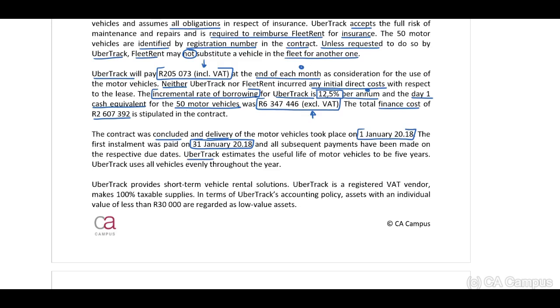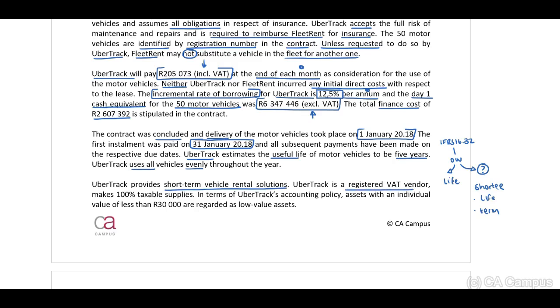UberTrack estimates the useful life of motor vehicles to be 5 years. UberTrack uses all vehicles evenly throughout the year. Remember, you need to think about your principles of IFRS 16 paragraph 32. If we know that ownership will transfer, we need to use the useful life of our asset. If we are unsure, in doubt of this, we need to use the shorter of the useful life or the lease term. UberTrack provides short-term vehicle rental solutions.